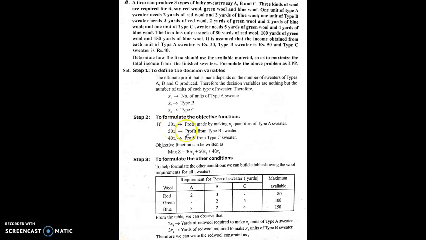Because for one quantity it is 30 rupees. For x1 quantity, 30 times x1. Similarly, 50 times x2 and 40 times x3. So these are the profits made from the type A sweater, type B sweater and type C sweater. If you add these, you will get the maximum profit, isn't it? That is what the objective function is. So let us add them: 30x1 plus 50x2 plus 40x3. So this will be the objective function.